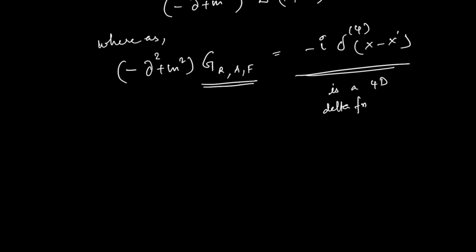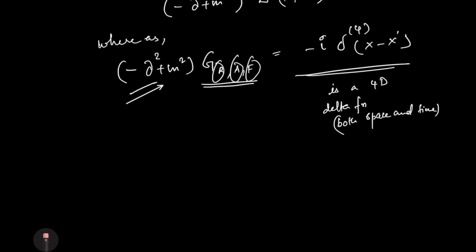Why is it 4-dimensional? Because it is both space and time. The del square contains time derivatives, and when you operate these time derivatives on the theta functions, so G retarded, G advanced and G Feynman all contain theta functions. So when these time derivatives present in the del square act on the theta function, they give a delta function.